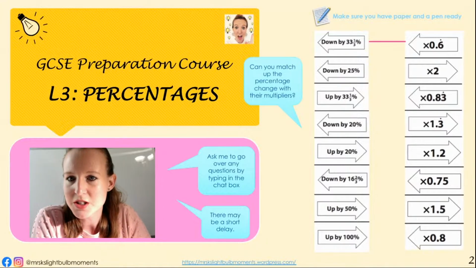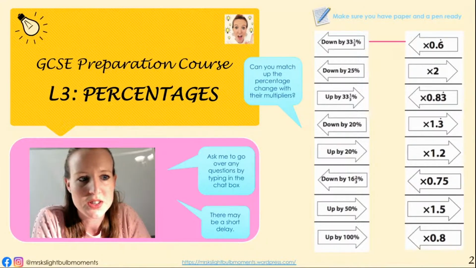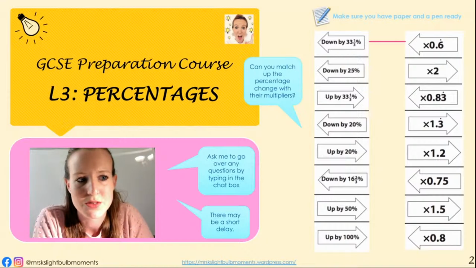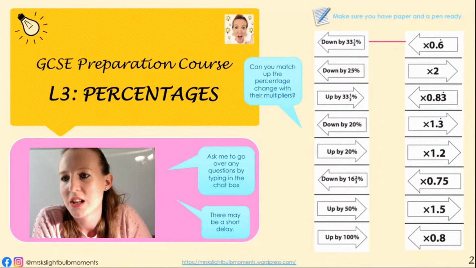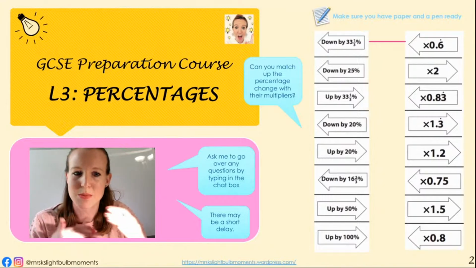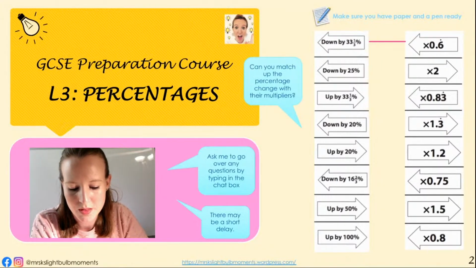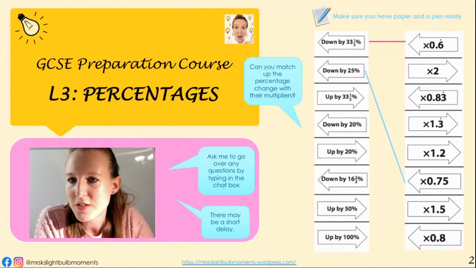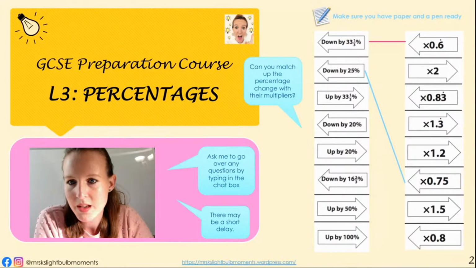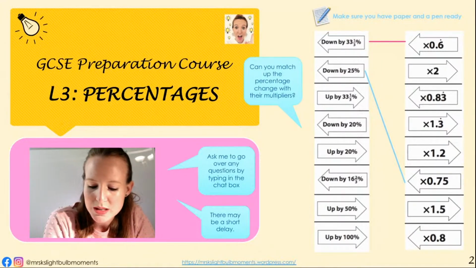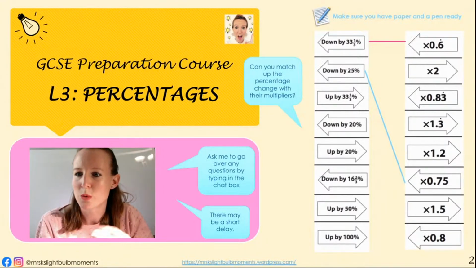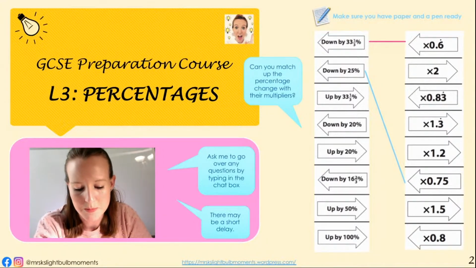The first one should be the top ones there. We've got down by 33.33% is multiplying by 0.6 recurring. That's because you could think of the 33.33 as 33.3 recurring, and then it's a bit easier to see the match up. We've got down by 25% is the same as multiplying by 0.75. That's because if you've decreased by 25%, you've got 75% left. So that's what we're trying to work out here, what's left really.